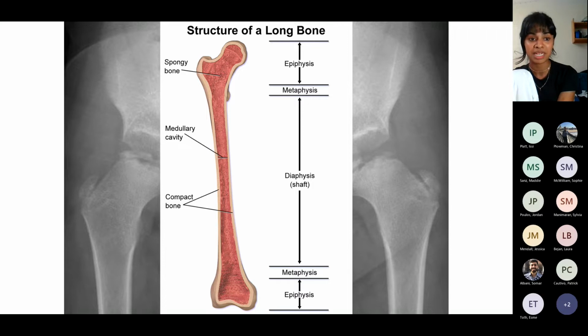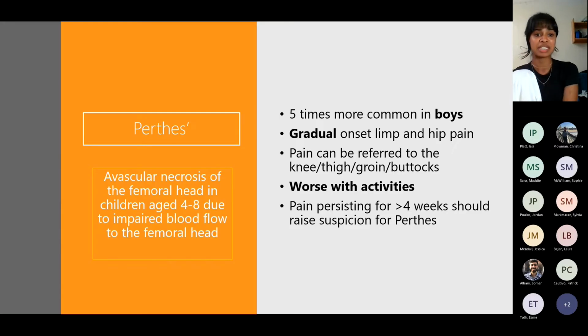So as you guys said, it is Perthes, which is avascular necrosis of the femoral head. And it's usually children aged around 4 to 8. They don't know exactly why, but there's impaired blood flow to the femoral head, and it basically becomes deformed. So does anyone know what gender it's more common in?